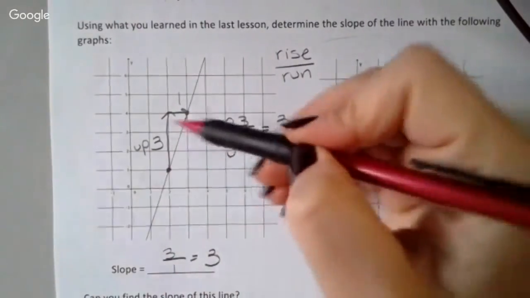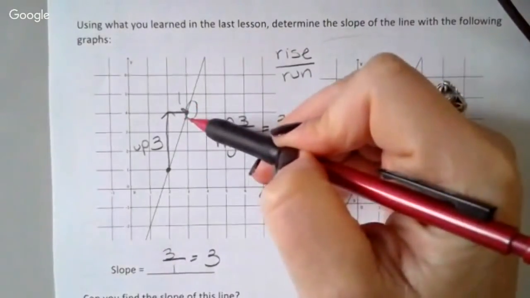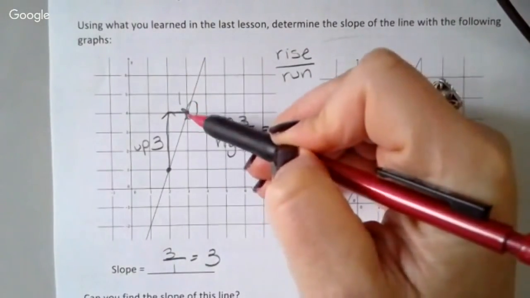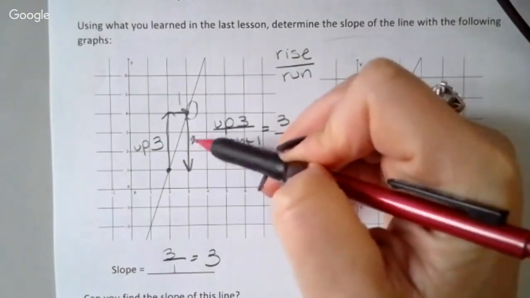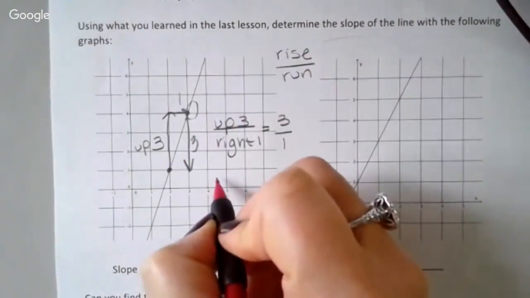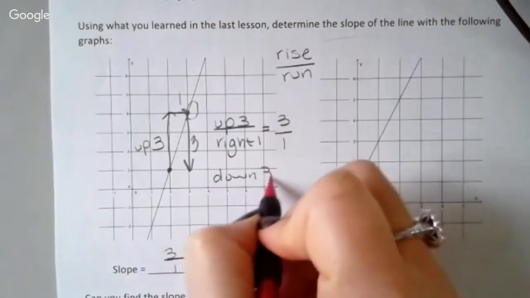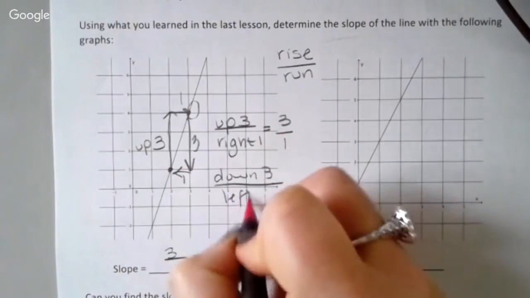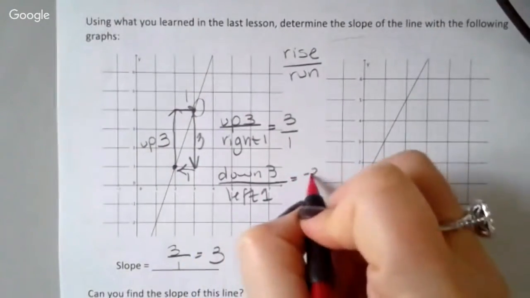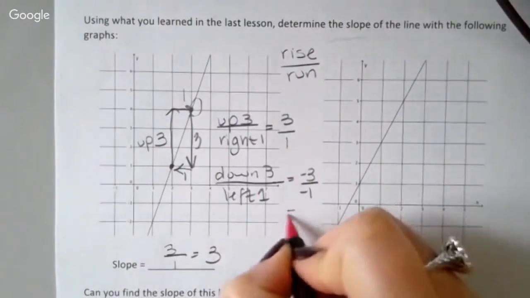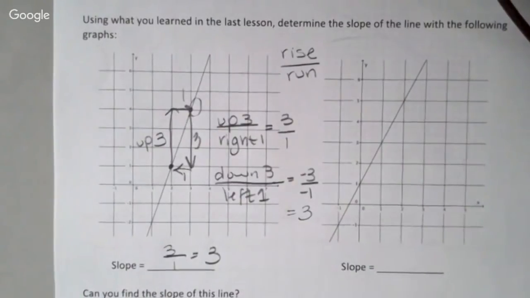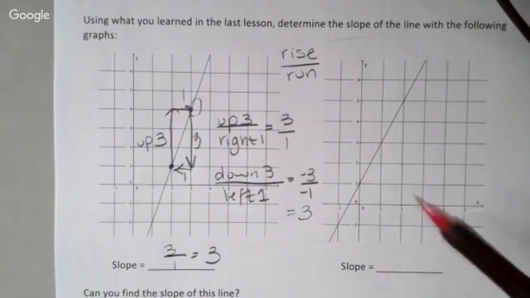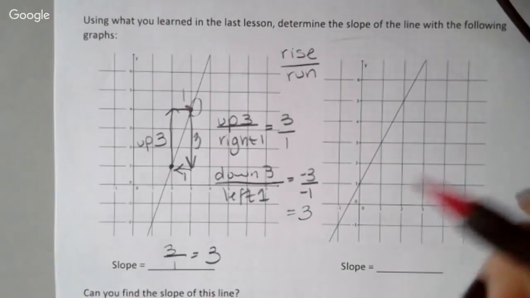Now, you could also go from this point first to the other point, but you would be going down 3. So that would be over left 1. So that would be left 1, which would be negative 3 over negative 1, but that still equals 3. So either way, you're getting a slope of 3 for that graph on the left. Okay, same thing over here in this one.